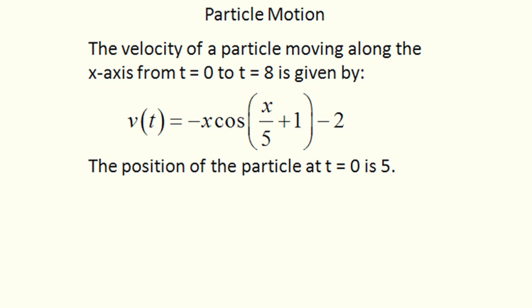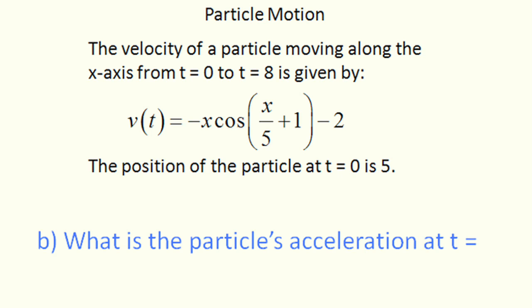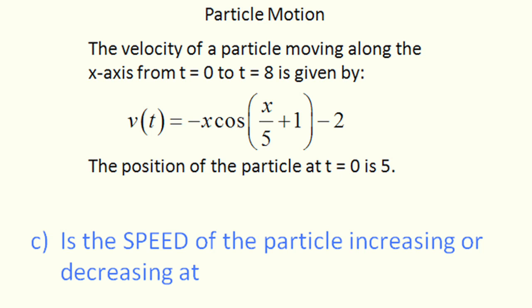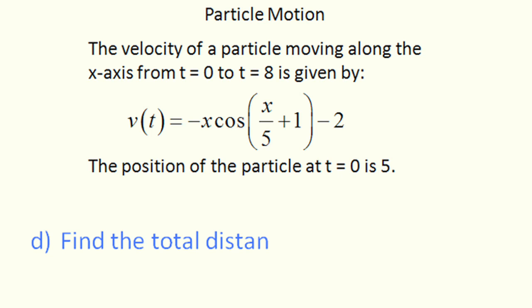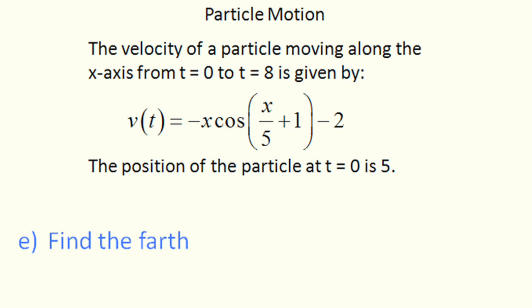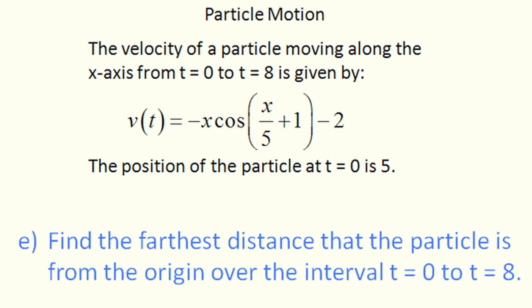This is a 5-part question. A, when is the particle moving left? B, what is the particle's acceleration at t equals 1? C, is the speed of the particle increasing or decreasing at t equals 1? D, find the total distance that the particle traveled from t equals 0 to t equals 8. And E, find the farthest distance that the particle is from the origin over the interval from t equals 0 to t equals 8. Well, Phil, what's the best way to get started with this problem?